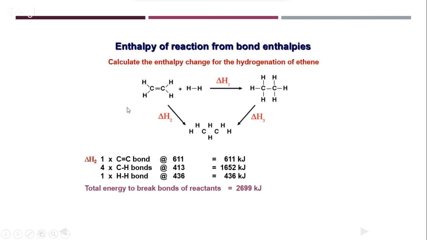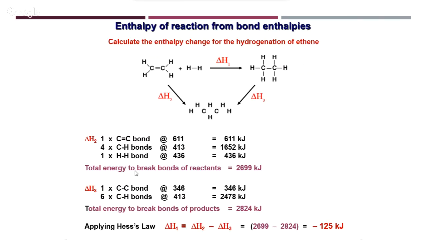Okay, so here's an example. Let's say I had delta H2 given to us. These are different bond enthalpies given to us. The C=C double bond energy was 611, C-H bond energy was 413, H-H bond energy is 436. So you'll realize that the total energy to break the bonds was 2699. So delta H2, so much energy was given. And while the new product was formed, we'll realize that we had basically one C-C bond and six C-H bonds that were formed.